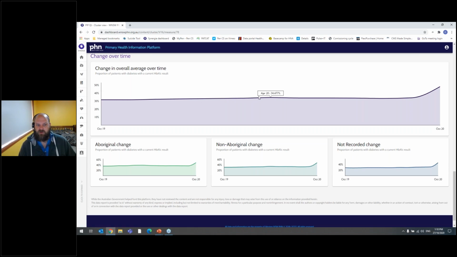And for example, across the PHN, we are seeing a steady increase in the number of patients, and particularly an increase there in the last month of patients that have got their HbA1cs being recorded. And again, you get that breakdown by Aboriginality as well.